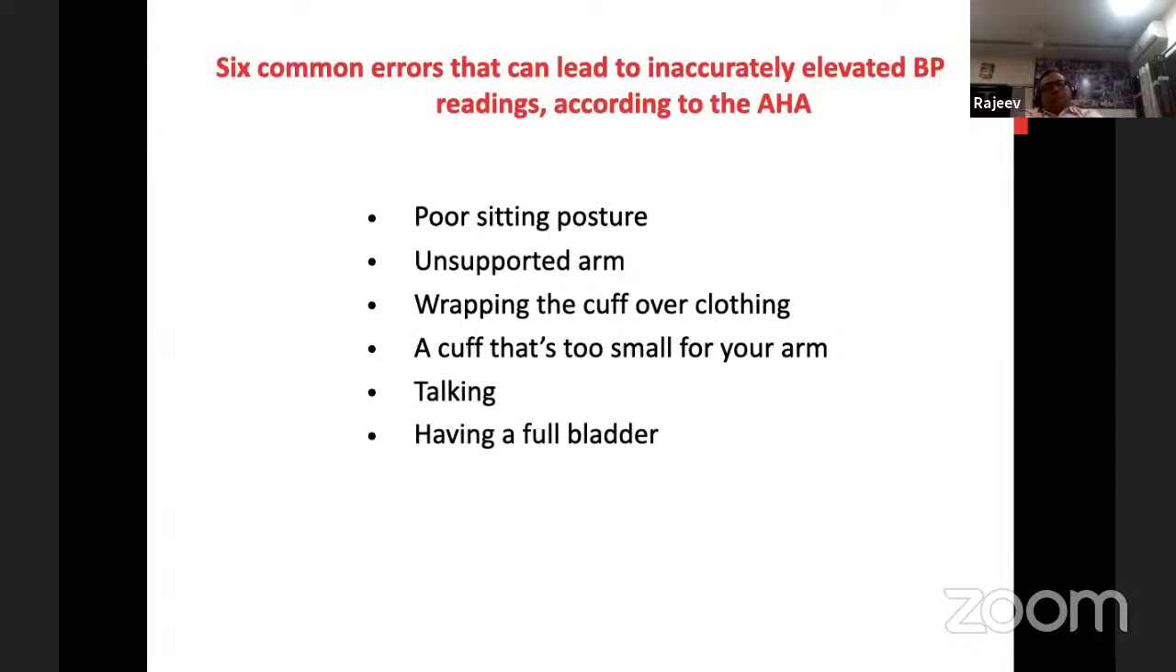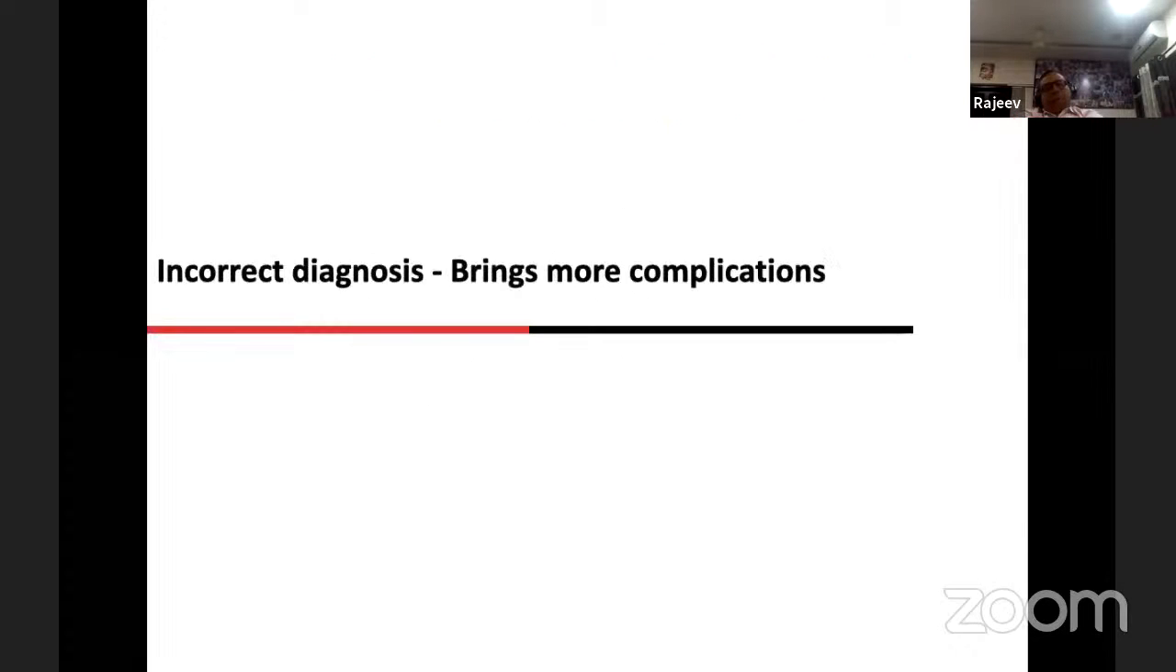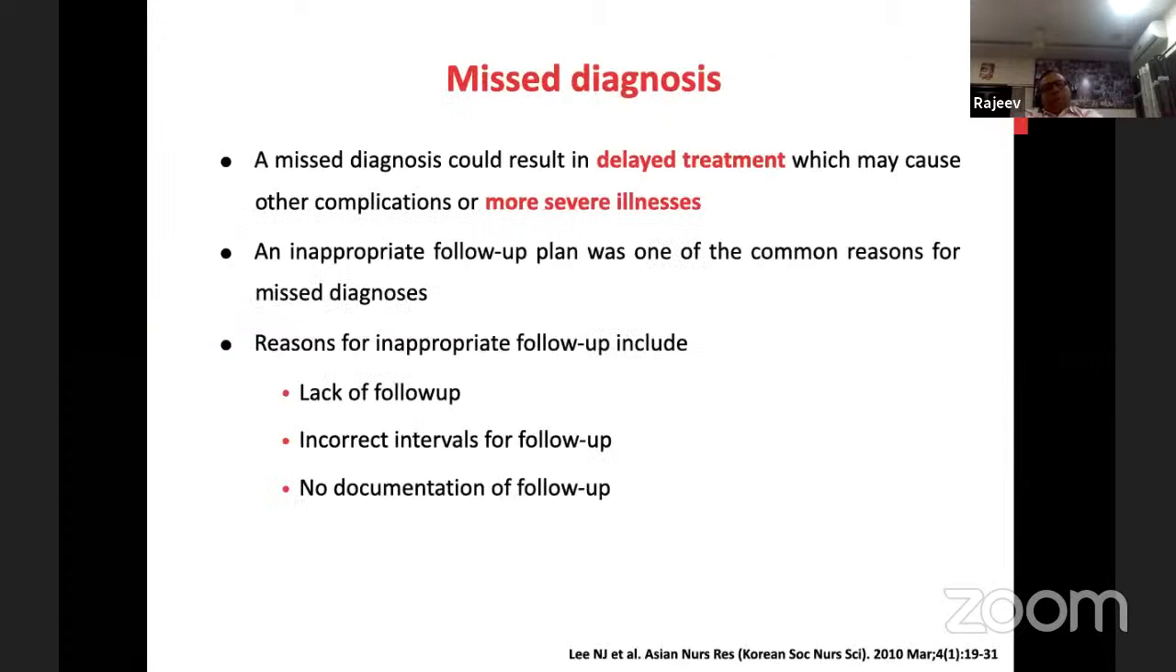So these are the basic things. Incorrect diagnosis brings more complications. A misdiagnosis could result in delayed treatment, which may cause other complications or more severe illness. An inappropriate follow-up plan was one of the common reasons for misdiagnosis. Reasons for inappropriate follow-up include lack of follow-up, incorrect intervals for follow-up, and no documentation of follow-up.